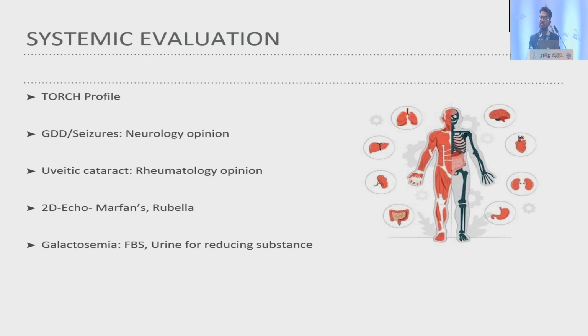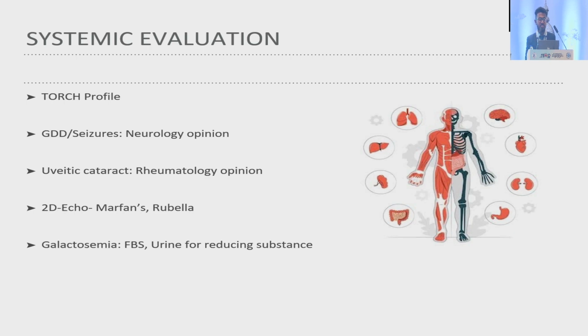Then we move on to the systemic evaluation of the kid, which is of utmost importance, and this is guided by the history and examination that we have undertaken. So if a mother gives a history of any fever or rash during pregnancy, we can suspect TORCH infections and a TORCH profile needs to be sent. If the child has a history of seizures in the neonatal period or suggestion of a gross developmental delay, a neurology opinion has to be sought.